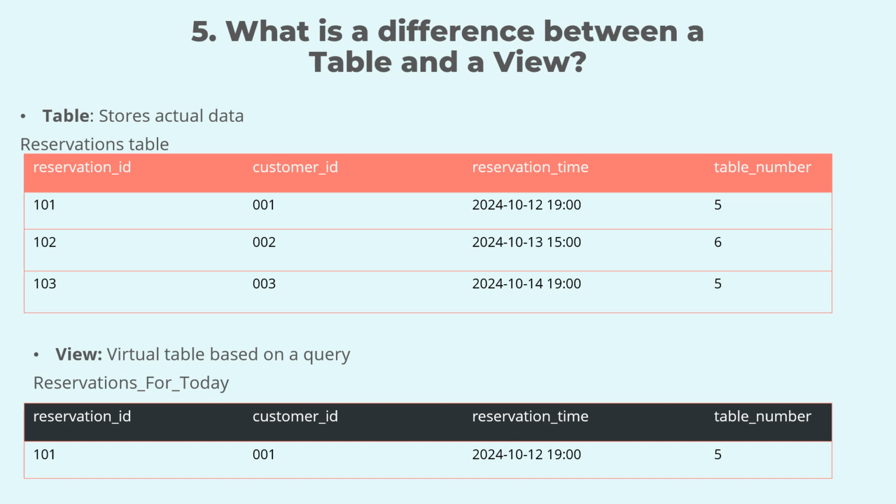A view is a virtual table that displays data from one or more tables but doesn't store the data itself. For example, if the restaurant manager only wants to see today's reservations, we can create a view called Reservations for Today. Now the view shows only today's reservations without changing the data in the table, like the ones on the screen. The key difference is that a table holds the real data while a view is a saved query that displays data without storing it.